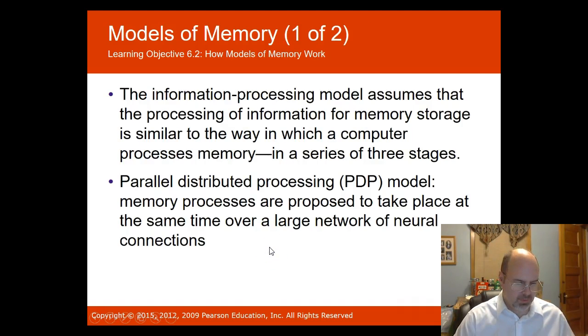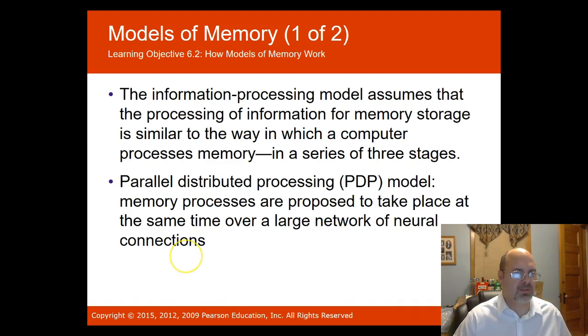So first of all, the information processing model has to do with processing information from memory storage, similar to the way a computer works in a series of three stages. You have the input, and you have the memory, and then accessing the memory.